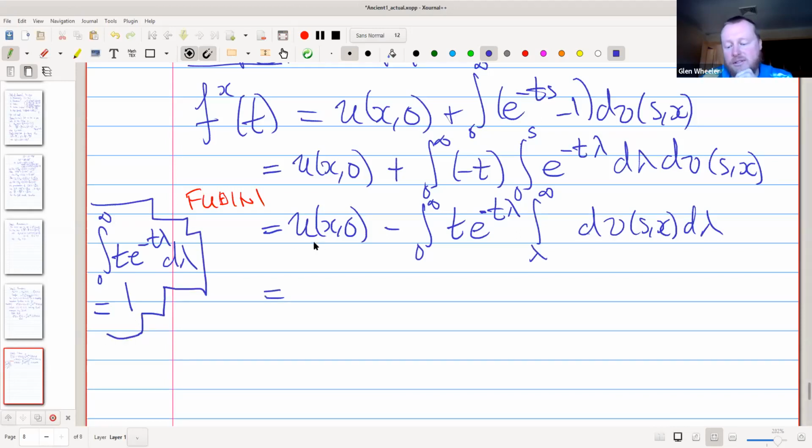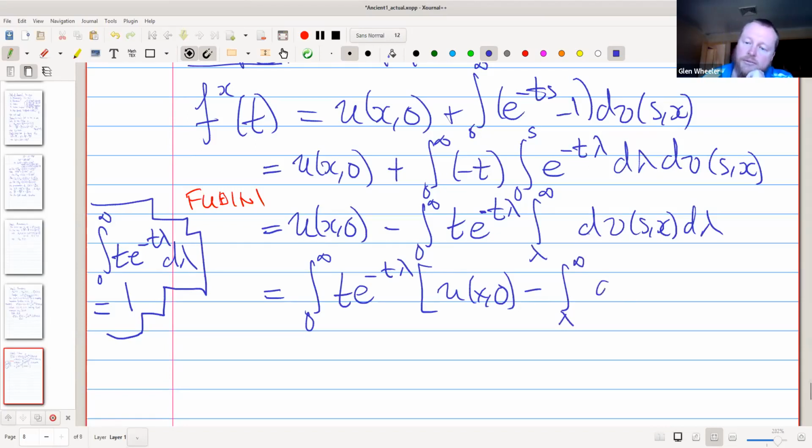In particular, you can think of this function u at x and 0 as just a number. You can multiply it by 1, right? And you can multiply it by this integral. That's how you bring it in. You just note that this has measure 1, t e to the minus t lambda, and then u of x and 0 minus the integral from lambda to infinity of d nu at s and x, like this, d lambda.